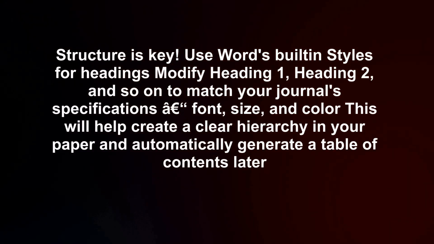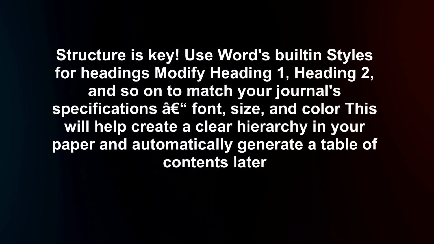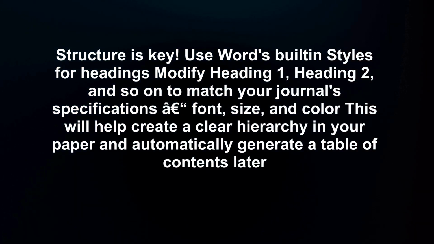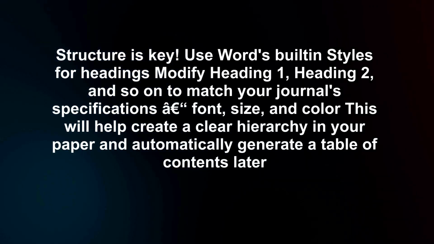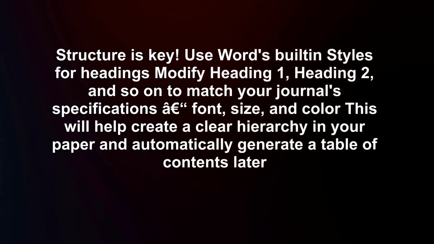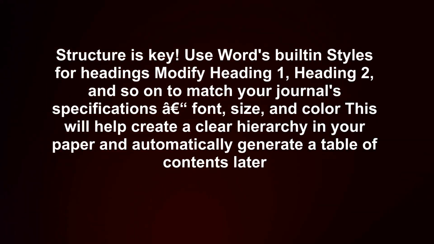Structure is key. Use Word's built-in styles for headings. Modify Heading 1, Heading 2, and so on to match your journal's specifications: your font, size, and color. This will help create a clear hierarchy in your paper and automatically generate a table of contents later.